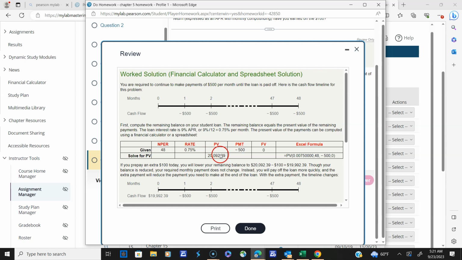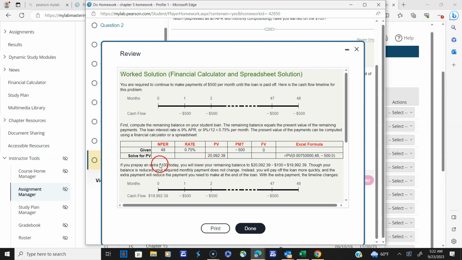So the good news now is you end up solving for the present value, and this is how much your loan is. This is the value of your loan based on these payments, this interest rate, and the number of periods, all right? So it winds up, the value, you took out a $20,092.39 loan, all right?